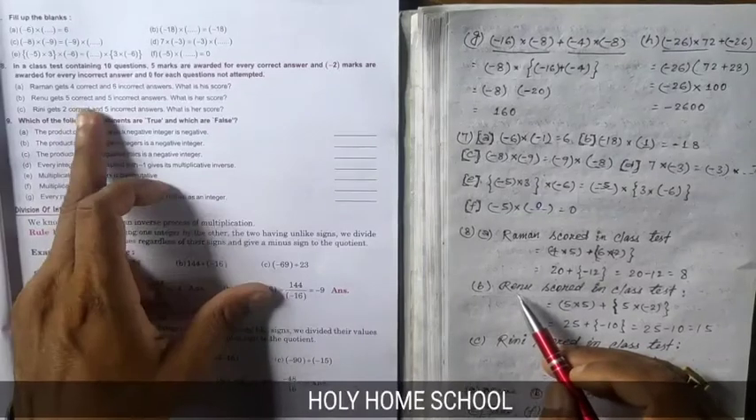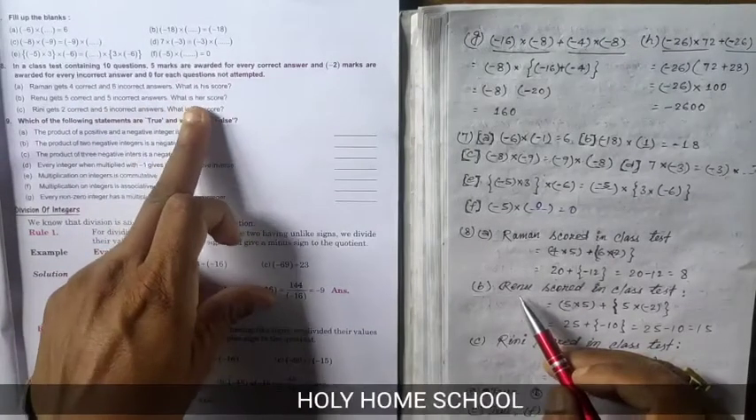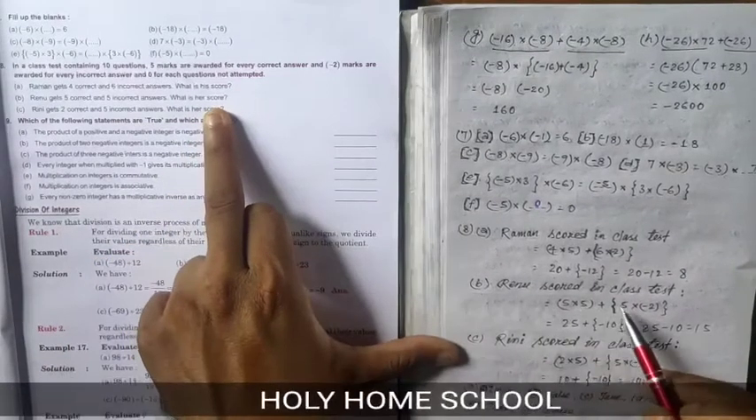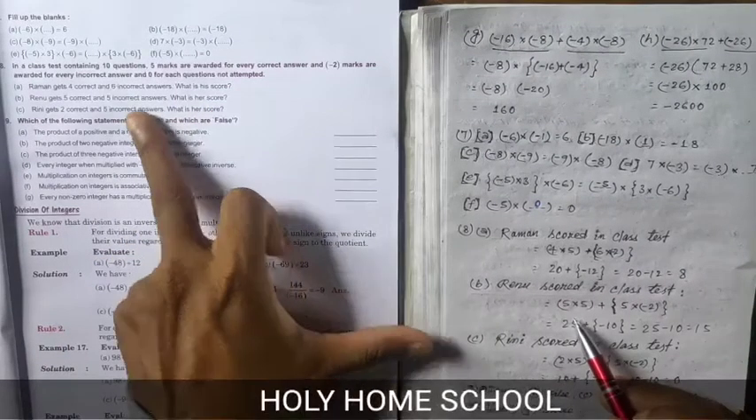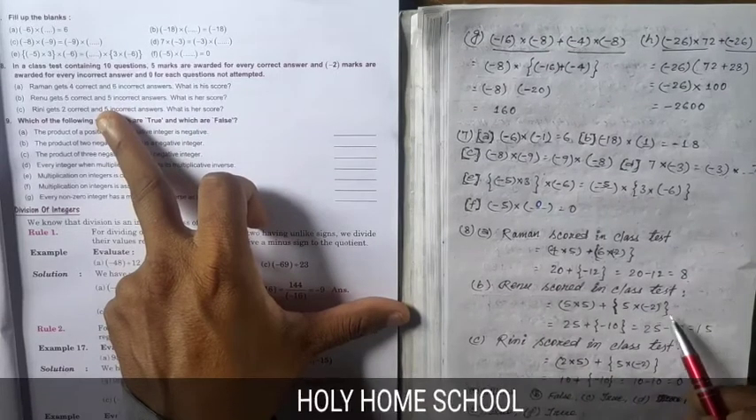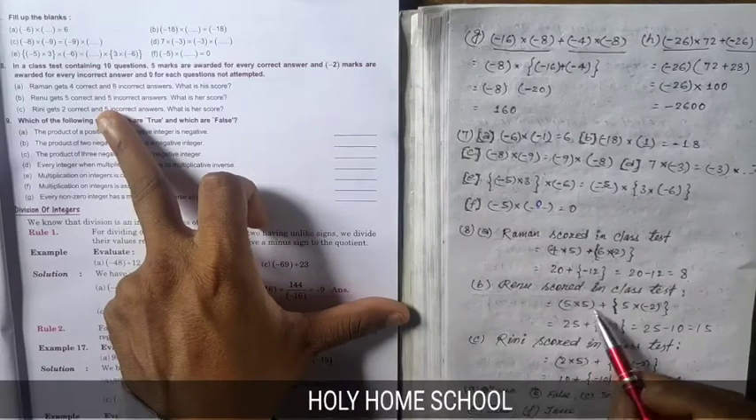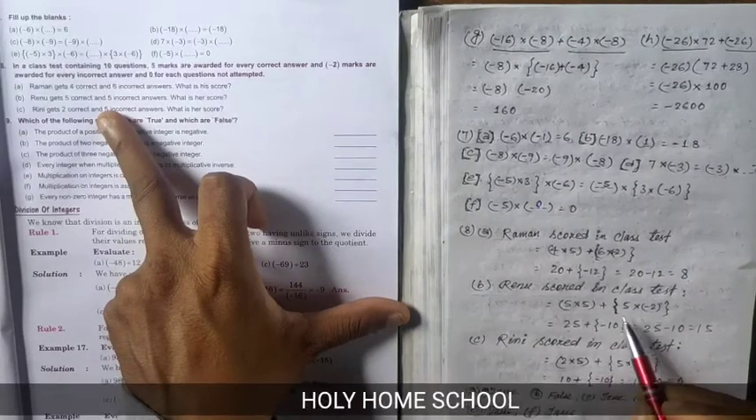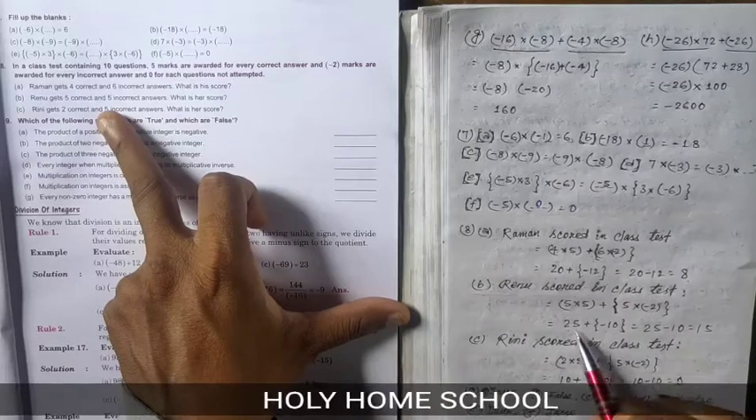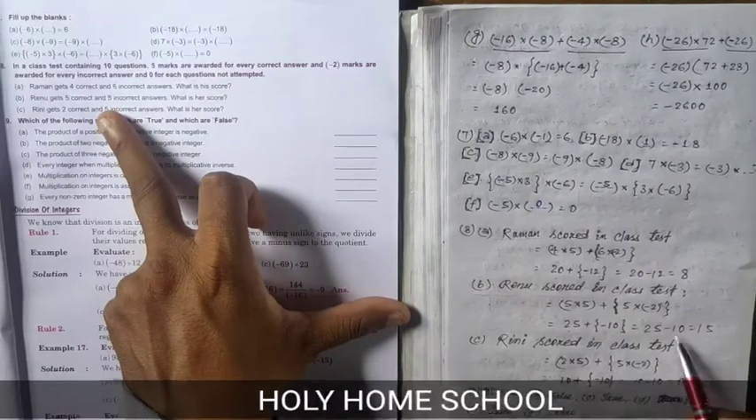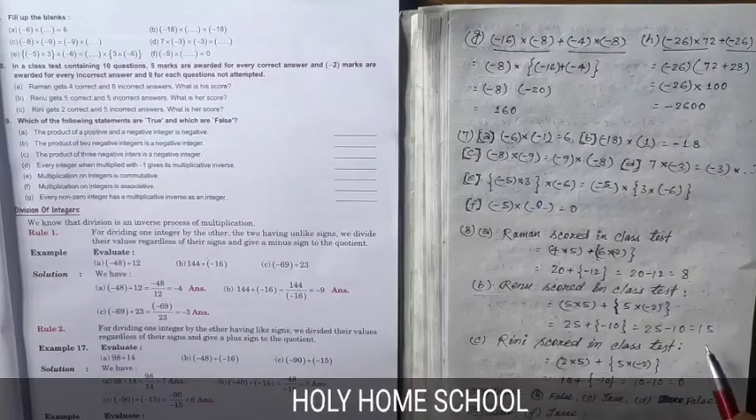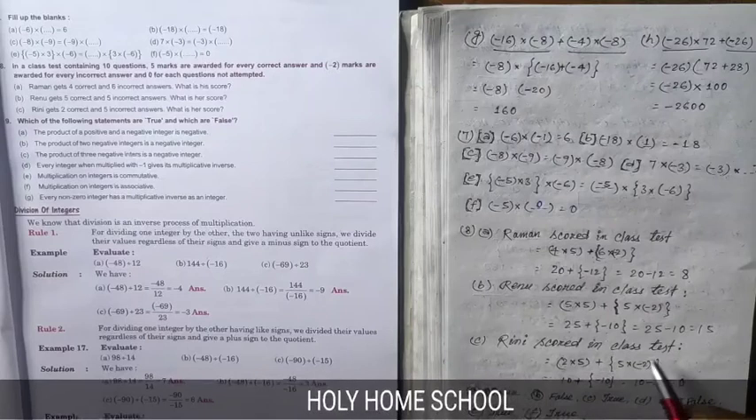B. Renu gets 5 correct and 5 incorrect answers. What is her score? Renu scored in class test 5 correct answers, 5 into 5, and 5 incorrect answers plus 5 into minus 2. 5 into 5, that will be 25, plus 5 into minus 2, that is here minus 10. 25 plus minus 10 equal to 15. Renu scored 15 marks in her class test.